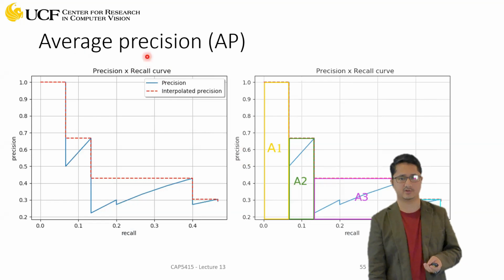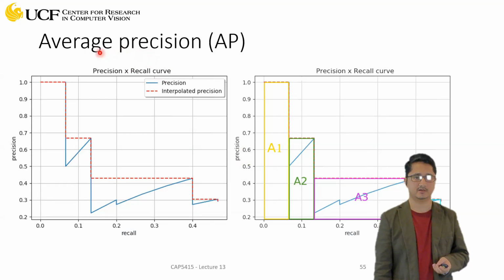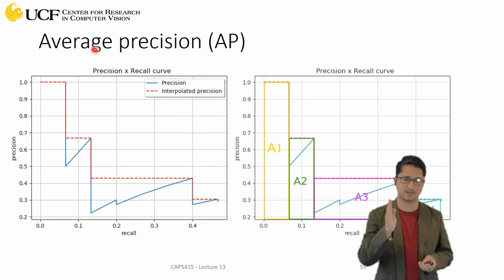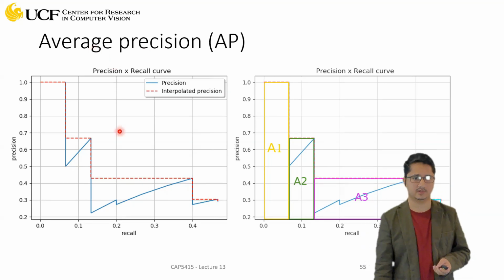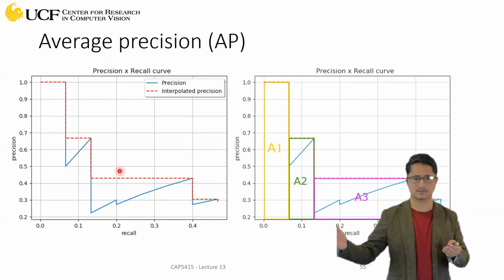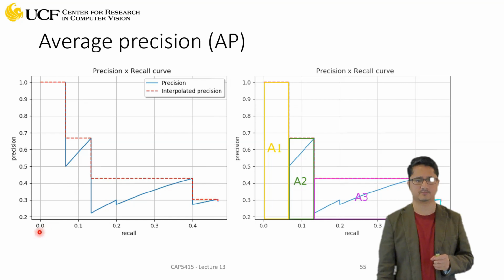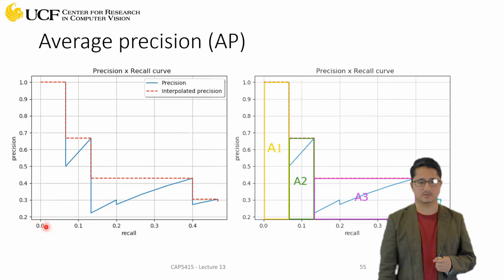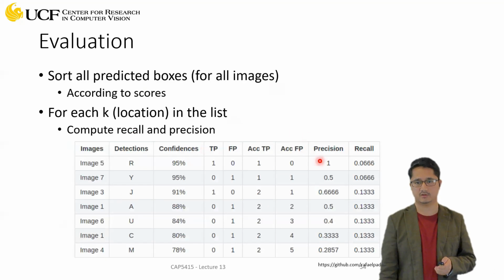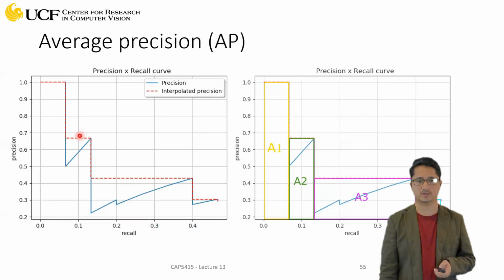This is called average precision. The idea is you do this for one class at a time, and you will have a similar curve for all the classes. You just compute the average, and that average is called mean average precision. Let's see how this is done. You have one point here. This is 1 and this is 0.06. You just plot this point in this chart.